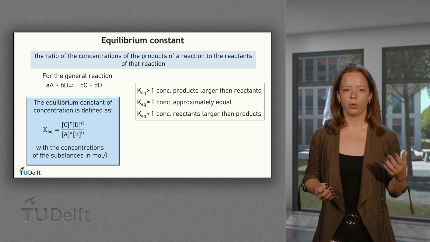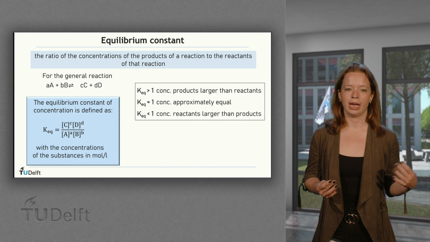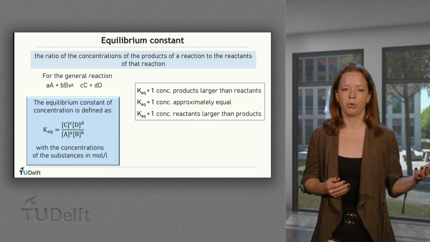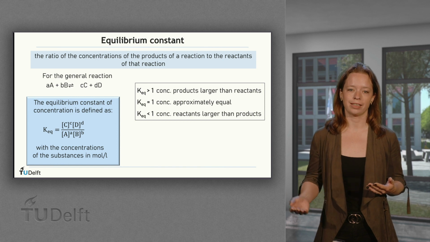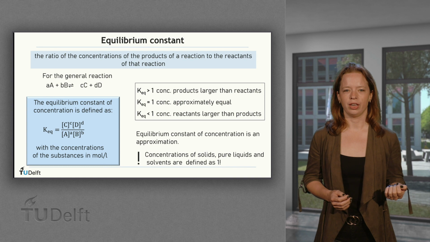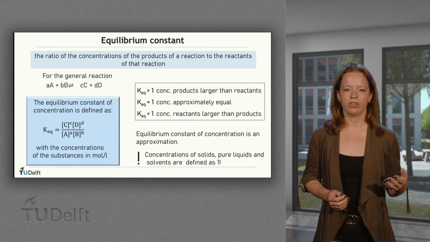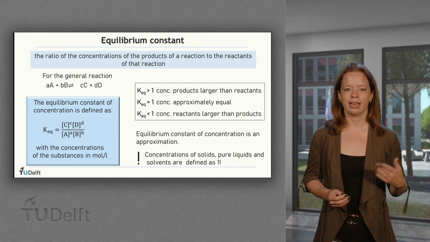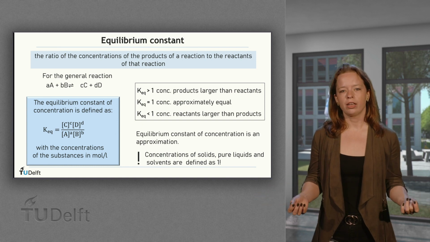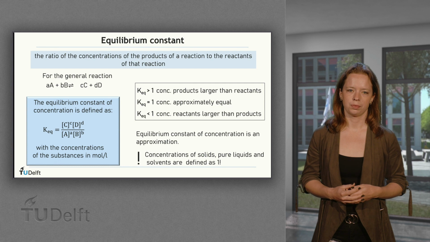The value of the equilibrium constant tells us whether we have a higher concentration of products at equilibrium for K larger than 1, or if we have more reactants. In these equilibrium concentration calculations, we define the concentrations of solids, pure liquids, and solvents as 1. So, practically speaking, they're not included in our equilibrium calculations.